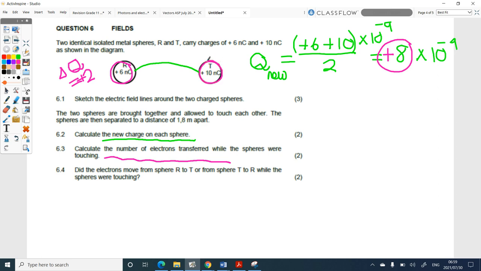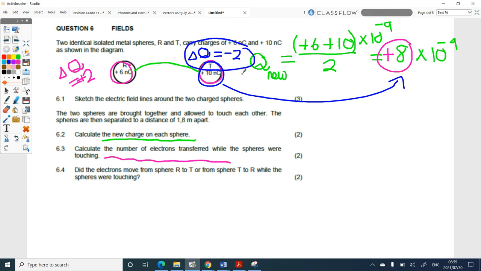If you look here, the other one went from plus 10 to plus 8. So what's happened here? What's the change in charge for this one? What's the difference between 10 and 8? Minus 2. So the one is gaining electrons, the one is losing electrons. So the one that's minus 2, it went from plus 10 to plus 8. So this one is gaining electrons. If the change is negative, it's gaining electrons.